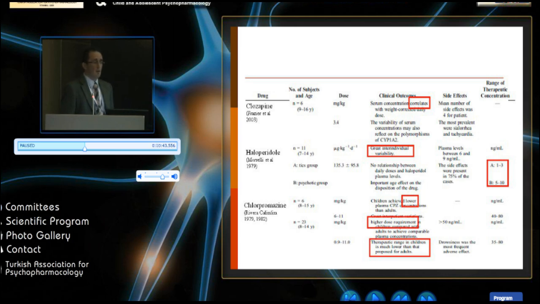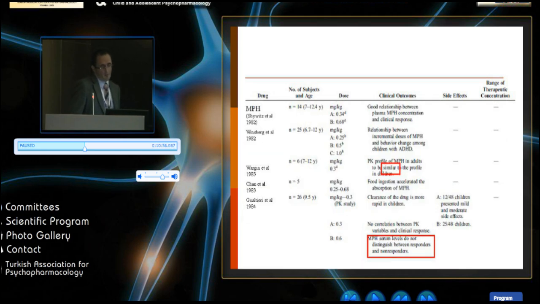Chlorpromazine is lower in children when compared to that of adults in the blood. Therefore, we need higher doses. But since the therapeutic interval is narrower, we have to be very careful. Methylphenidate, let's review some of the information on that.